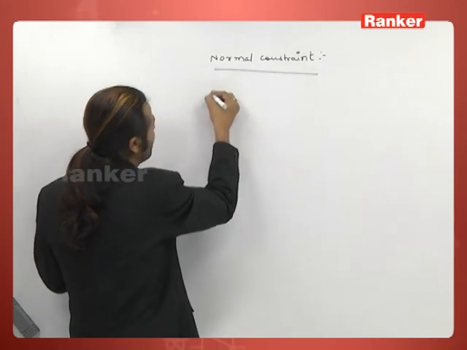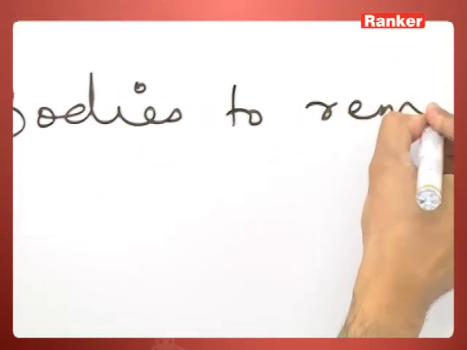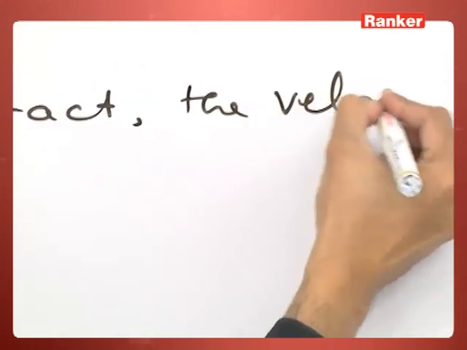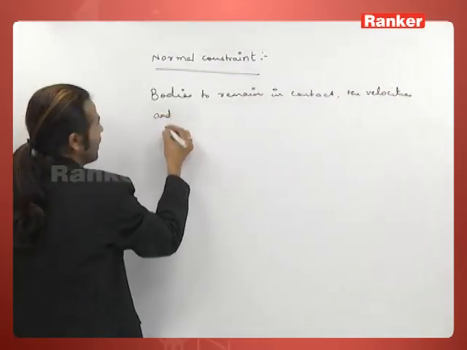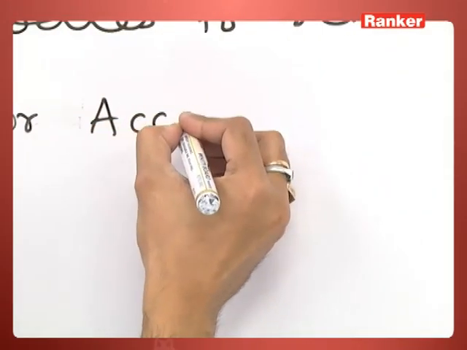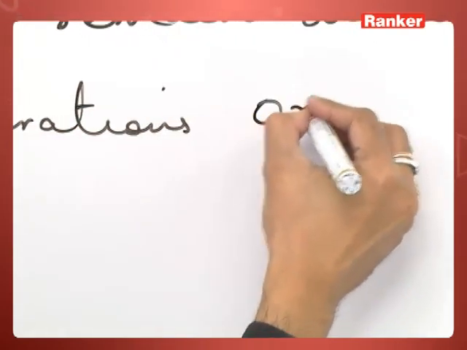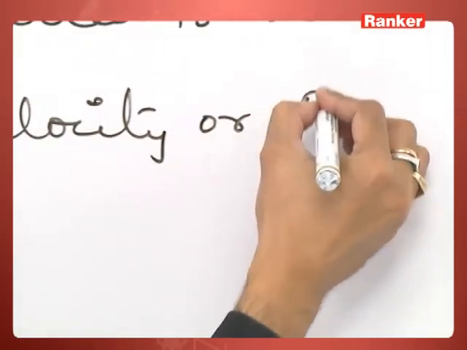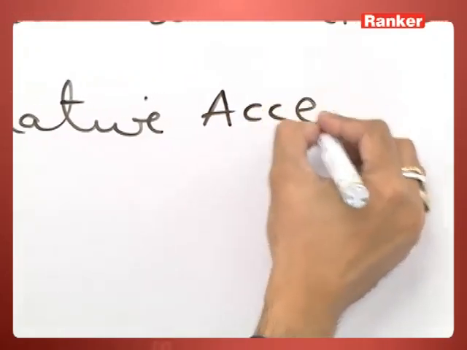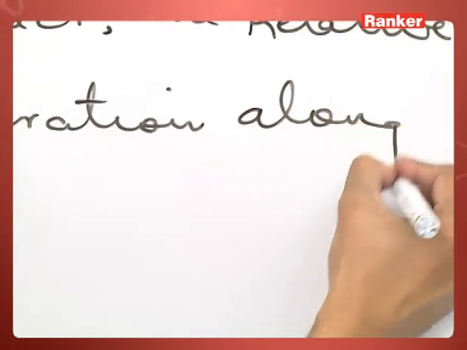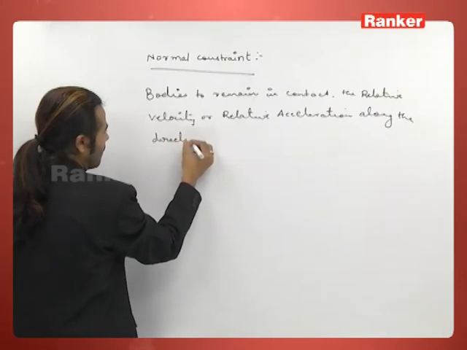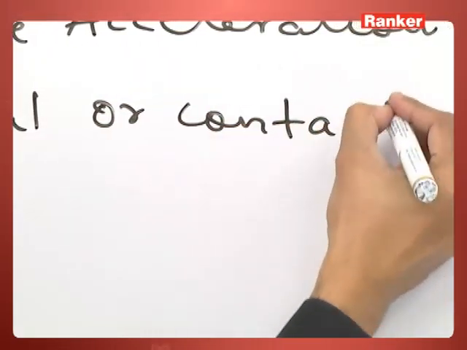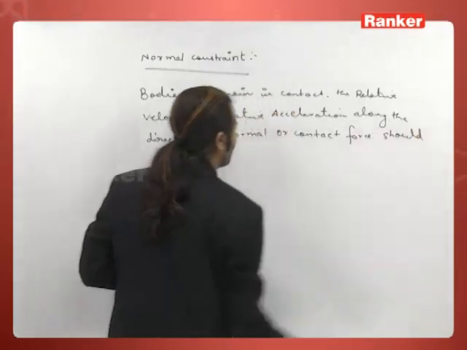Normal constraint means, here I say, for bodies to remain in contact, the velocities and accelerations, or I can say relative velocity or relative acceleration, along the direction of normal force, normal or contact force, should always be 0.